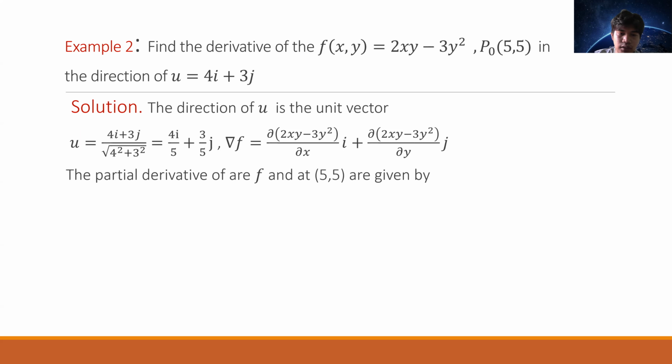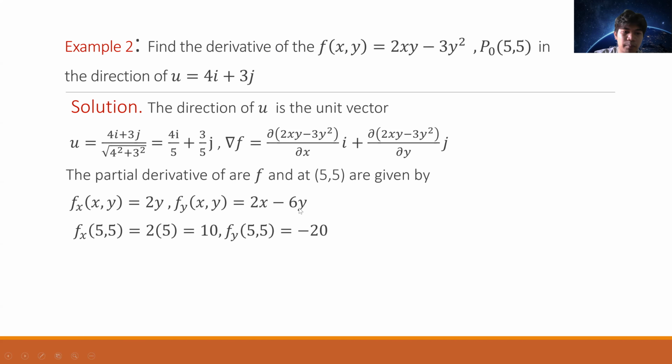So the partial derivatives of function f at point 5 are given by: the partial derivative of f with respect to x is equal to 2y, and the partial derivative of f with respect to y is equal to 2x minus 6y. By plugging the point 5 into this equation, we got 10. Also, plugging the point 5 into this equation, we got minus 20, because here 2 times 5 is equal to 10, 6 times 5 is equal to 30, and 10 minus 30 is equal to minus 20.